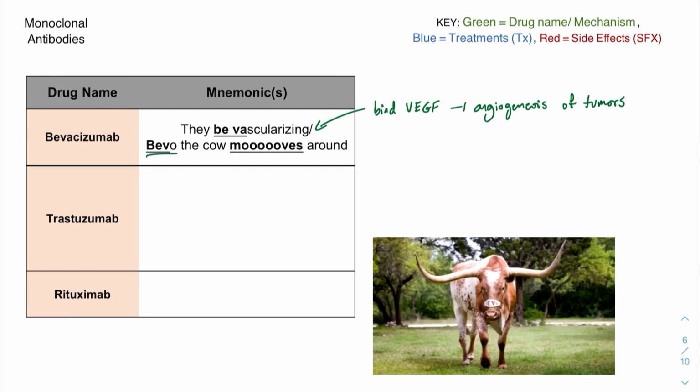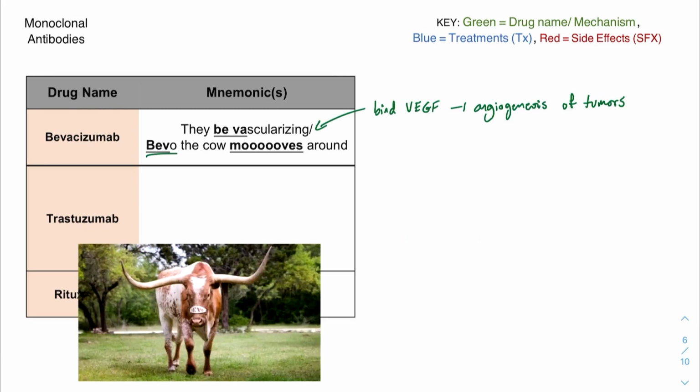Additionally, with Bevo the cow, what do cows like to do? They like to moo, as in they like to move around. So once more, moving around as in metastasizing tumors, as in you need angiogenesis, and therefore you need VEGF. So that is what Bevacizumab attacks.